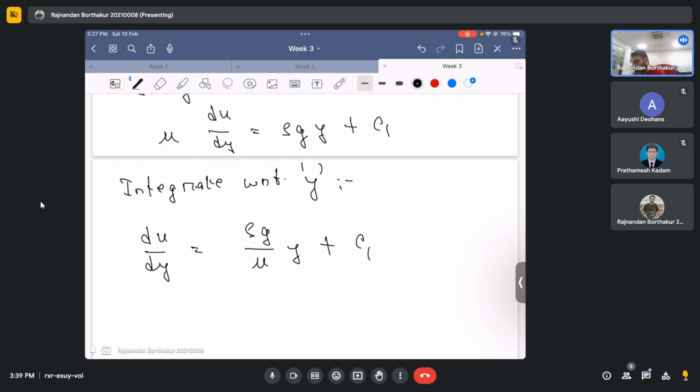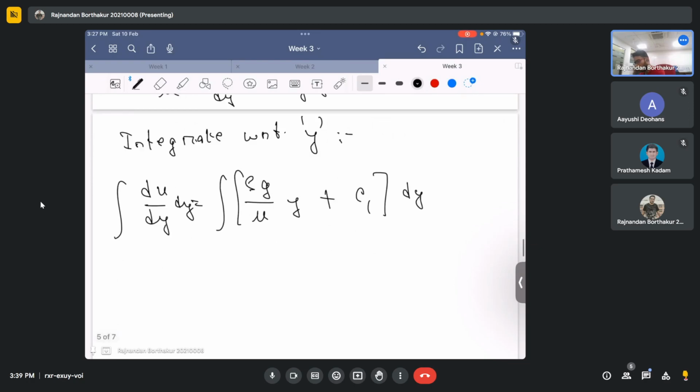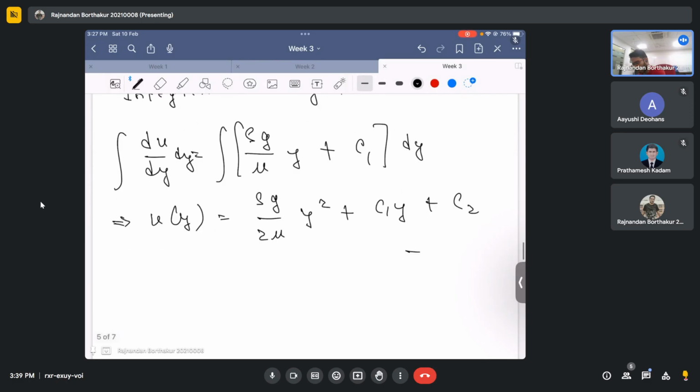And then we will integrate this with respect to y. What we will get is the velocity profile, u as a function of y, equal to rho g by 2 mu y squared plus c1 y plus c2. All right, so this is the velocity profile that we get.